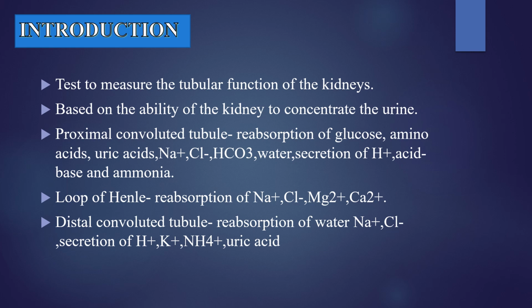And then the next one is the loop of Henle, which can reabsorb sodium, chloride, magnesium, and calcium. And then the next one is the distal convoluted tubule. In this region of the nephron, it reabsorbs water, sodium, chloride, that is electrolytes. It can reabsorb water, electrolytes, uric acid, ammonia, and also secretes H+, that is hydrogen.